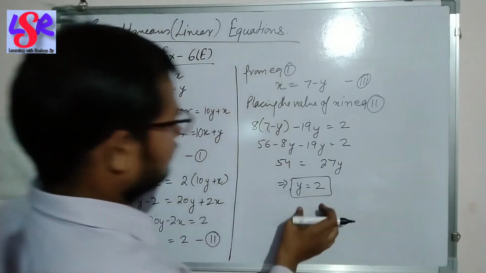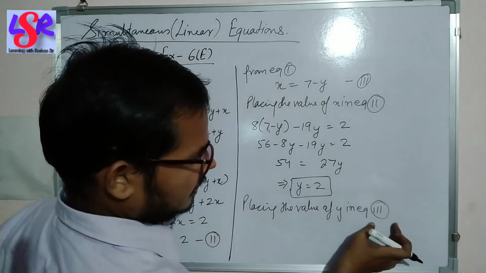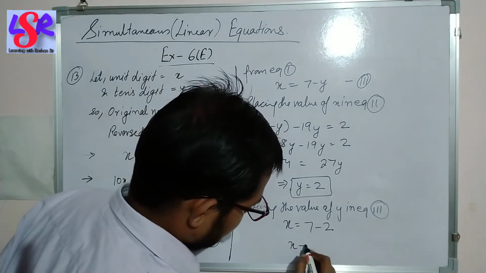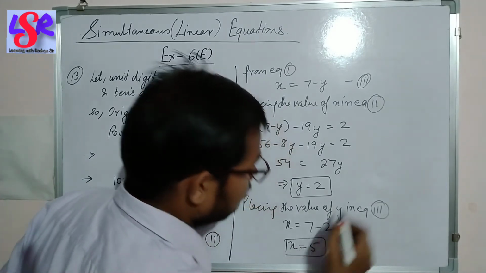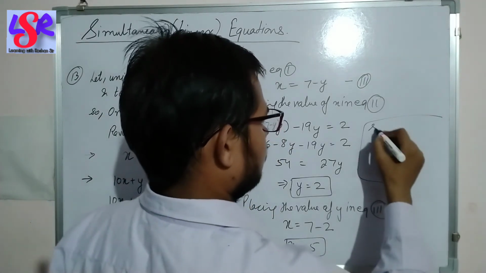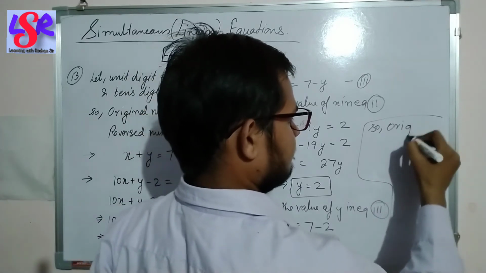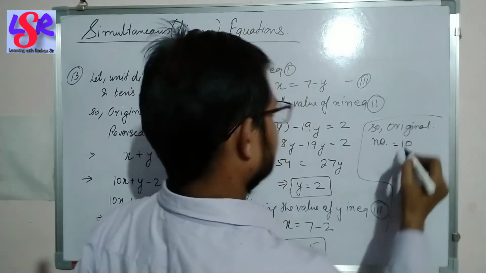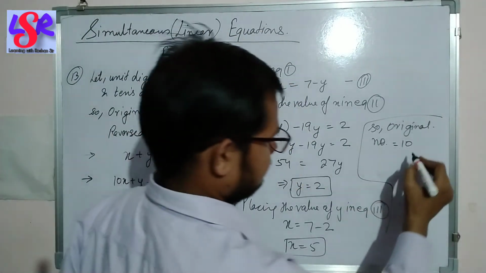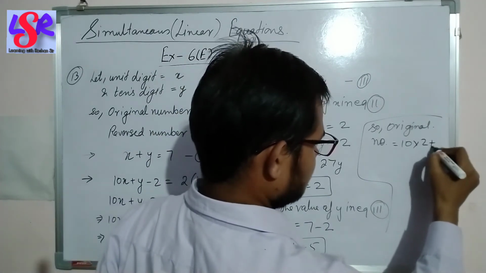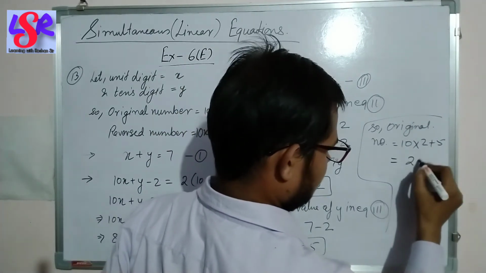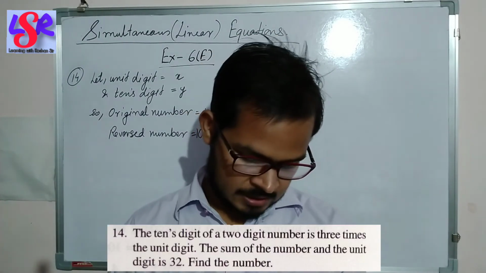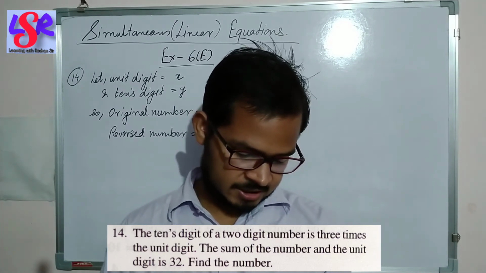Now place the value of y in equation number 3. On placing the value of y in equation number 3, we get x equals to 7 minus 2. That is x equals to 5. So original number equals to 10 into y, that is 10 into 2 plus 5, that is 25 as answer. Now let's go with question number 14. Here it is. The tens digit of the two-digit number is 3 times the unit digit.